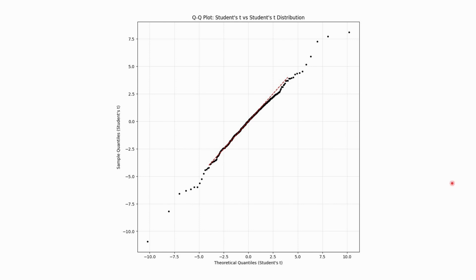Next, we generate the QQ plot of the data against the student t distribution with 3 degrees of freedom. We can see that the scatter points are close to the straight line y equals x. This means the data quantiles are approximately equal to the theoretical quantiles, which indicates that the data follows a student t distribution with 3 degrees of freedom, which is expected.